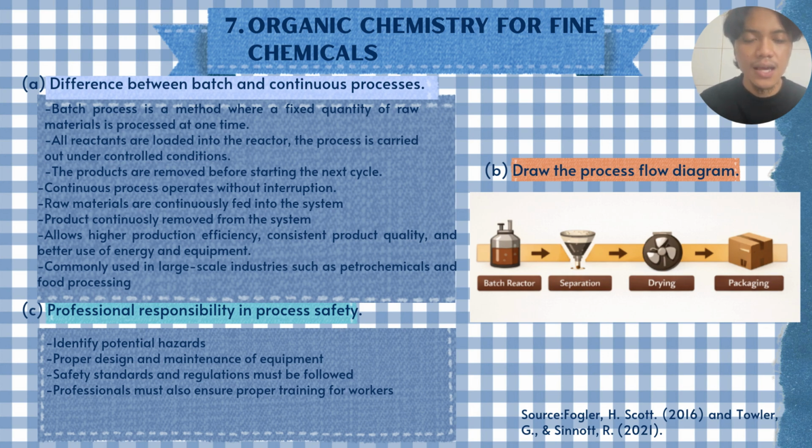In contrast, a continuous process operates without interruption. Reactants are continuously fed into the system and products are continuously removed. This allows for higher efficiency, consistent product quality, and large-scale production. However, continuous systems are more complex and require careful control.